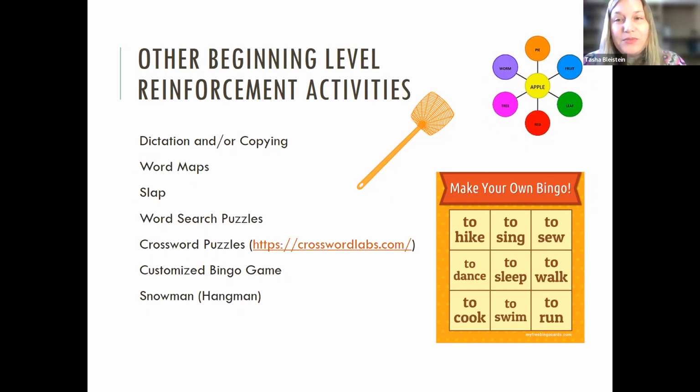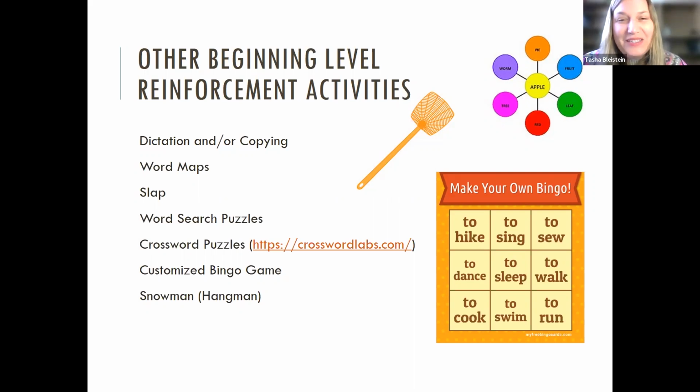Word maps, which is what we're seeing up in the upper right-hand corner. You put the vocabulary word in a circle, and then you have them tell you other words that relate to that word. This is good because usually you have groups if you have more than a few learners together, and those other learners might be just slightly ahead. And then they can share vocabulary that's close to the level of the lower level learners in your group.